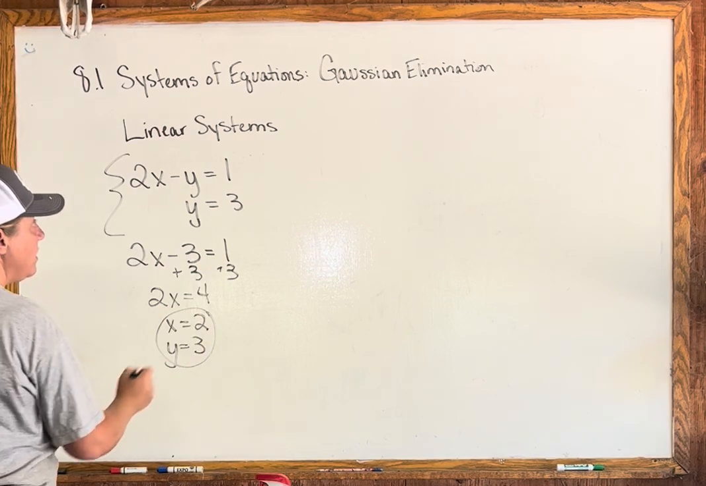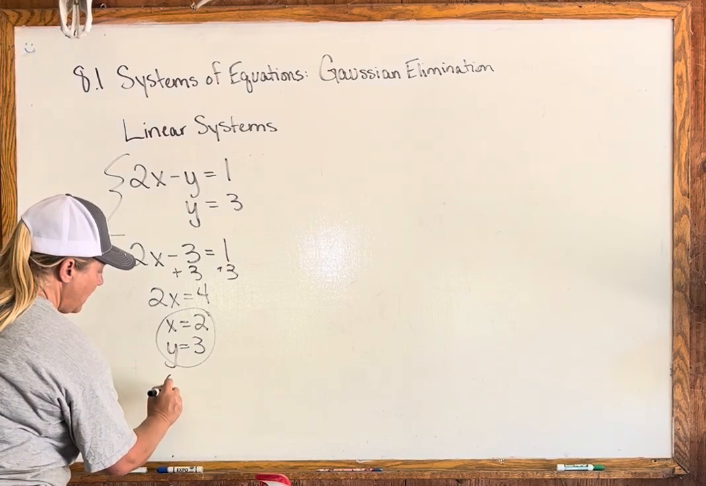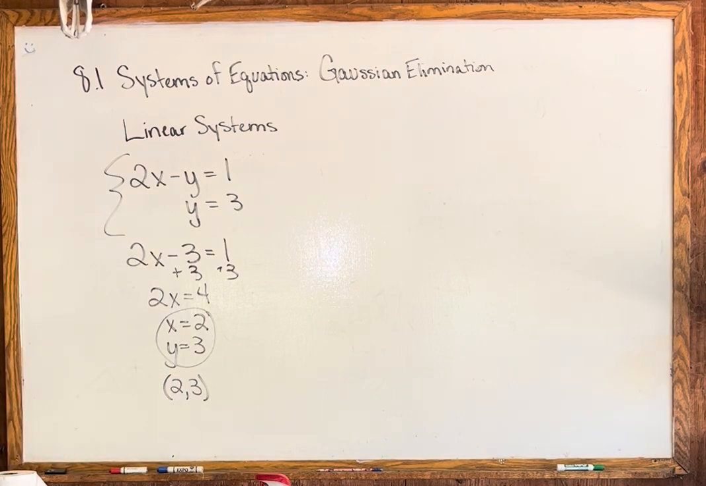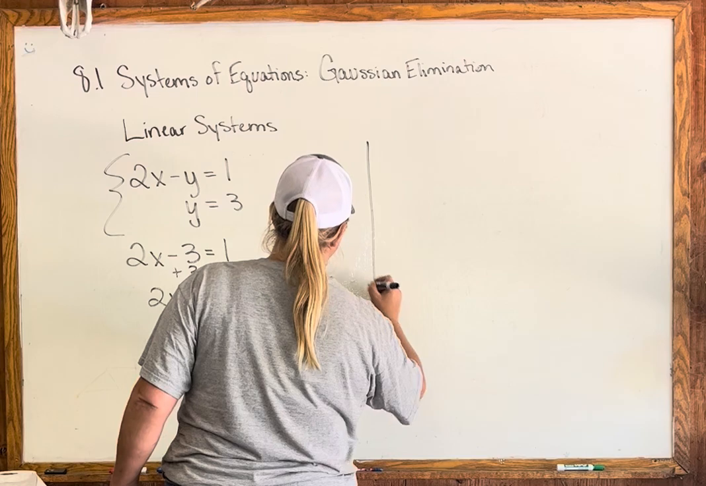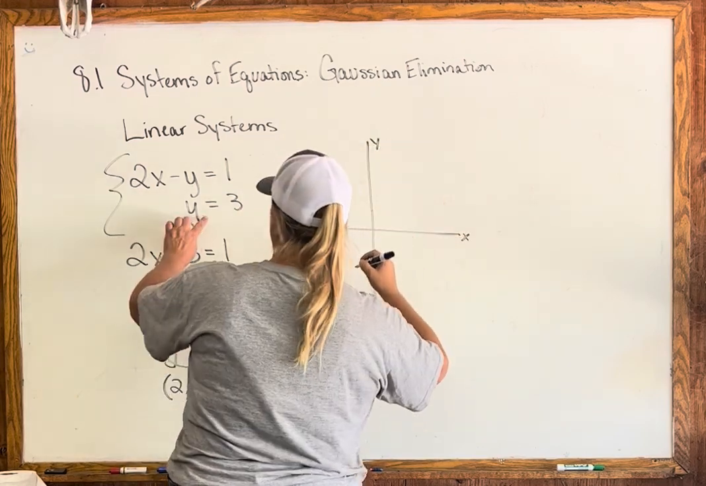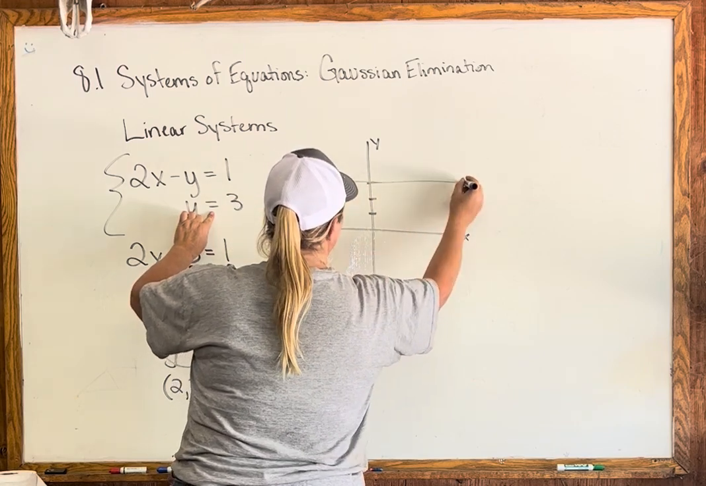When we look at a linear system of equations, what we're actually looking at is two values, two coordinates, an x and a y. And graphically, this is where these two lines intersect each other. So if we were to draw a little graph here, this one up here, y equals 3, is just a horizontal line. So we've got a horizontal line going on here.